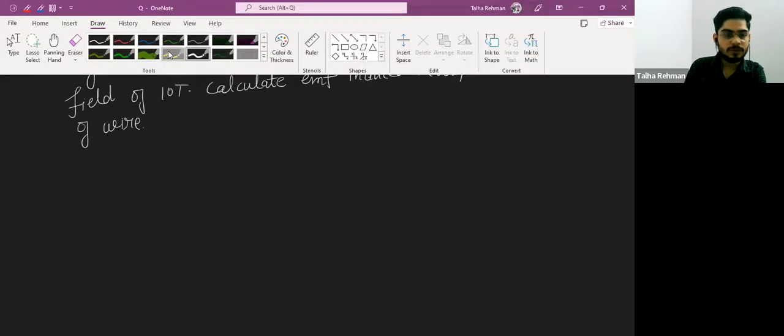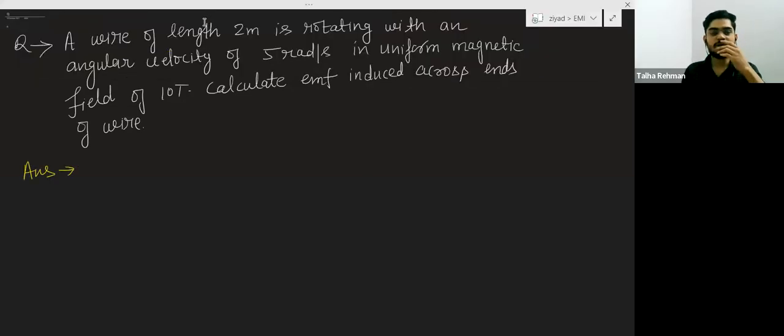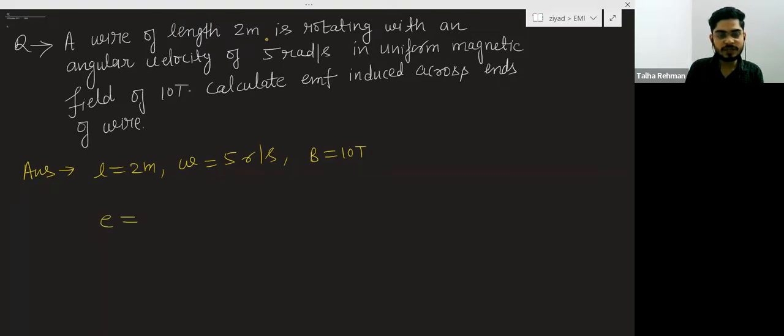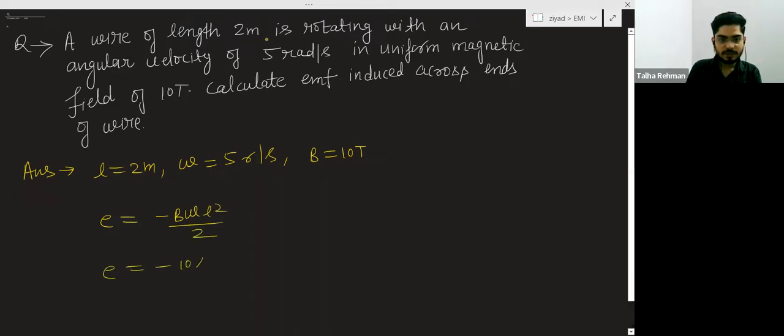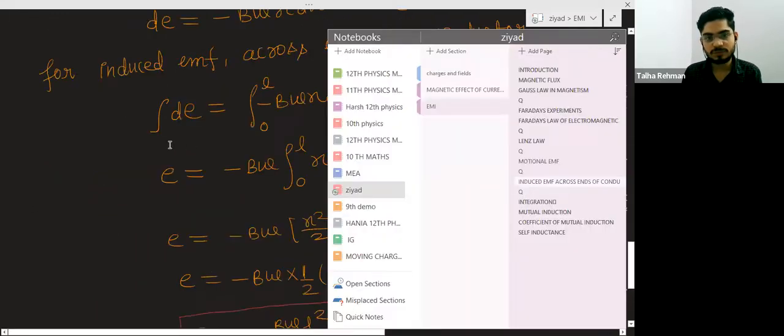Simple question. So read the question. A wire of length 2 meter means the length of the wire is given. It is rotating with an angular velocity, means omega is given, 5 radian per second, in a uniform magnetic field, whose value is given, 10 Tesla. So what we have to find? We have to find the induced EMF. What is the formula? Minus B omega L square by 2. So put the value: minus 10, omega is 5, length is 2 square divided by 2. What will be the answer? Minus 100 volts. Simple question, on the same formula we have just derived.